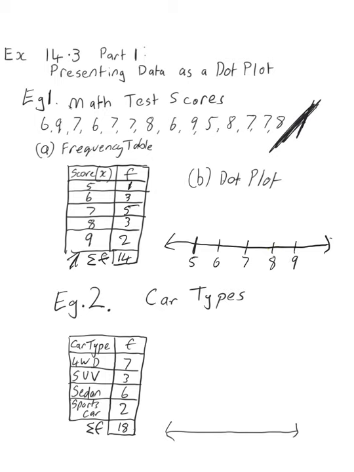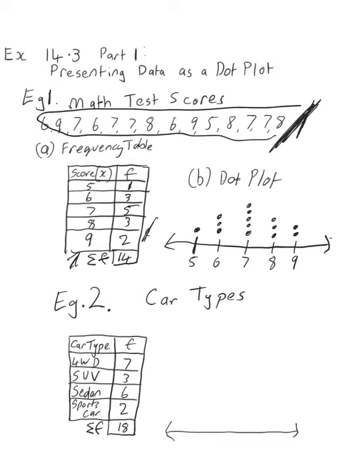And how many people scored 5? Okay, 1, so we just do one dot. And how many scored 6? 3 people scored 6, so we have 3 dots. 5 people scored 7 on their maths test. 3 people scored 8, and 2 people scored 9. Now I've taken those directly from the table here, but I could have equally taken them just one at a time from up here as well, okay.